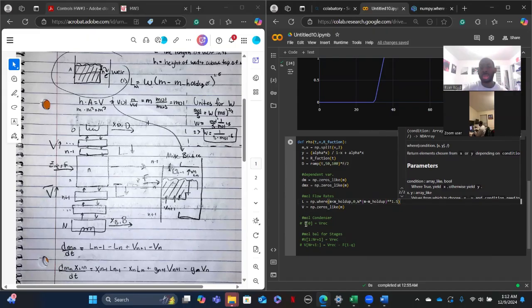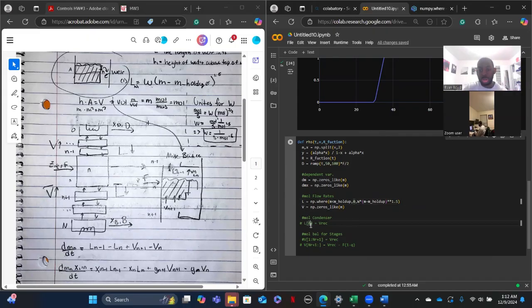Now we can go to our condenser. For our condenser, the liquid leaving from our condenser, the moles leaving, is the VREC, which is the vapor coming in from the rectifying stage.